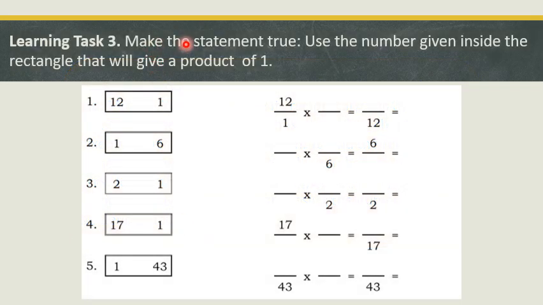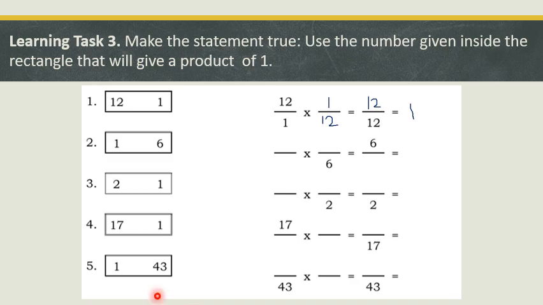Learning task 3. Make the statement true. Use the number given inside the rectangle that will give a product of 1. Ito yung gagamitin natin, ilalagay natin dito. Ang reciprocal ng 12 over 1 ay 1 over 12. Pag multiply natin, 12 times 1 is 12. 1 times 12 is 12. Ito po ay pareho ang numerator-denominator, so equivalent sa 1.